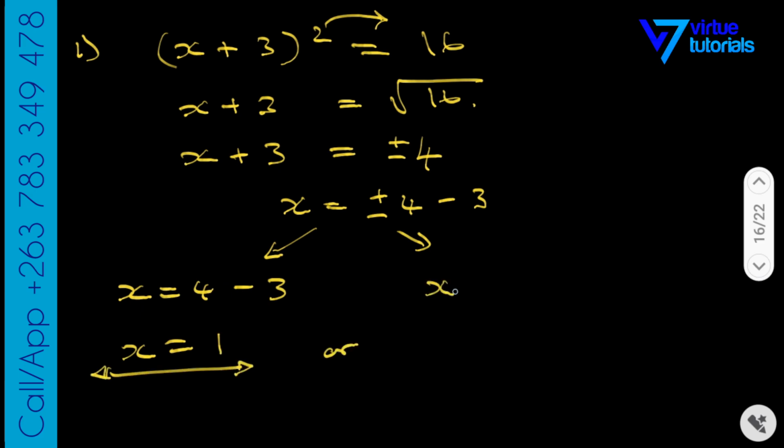Or I could take the negative 4 now. x = −4 − 3, so minus 4 minus 3. So x = −7. So now I have two solutions for my equation.